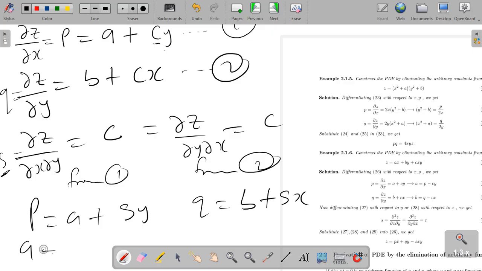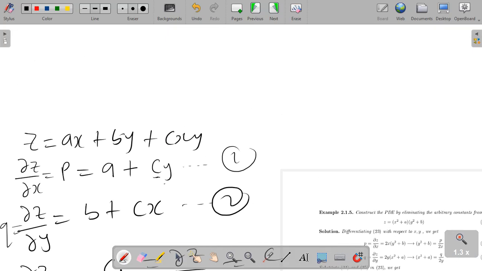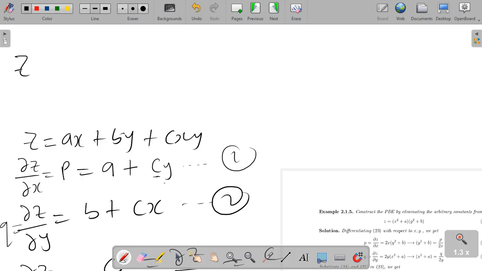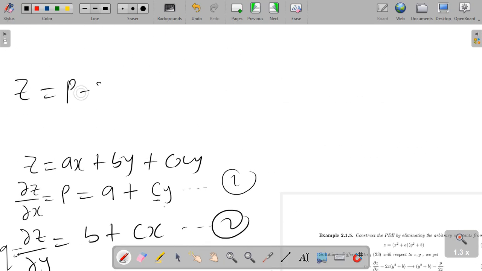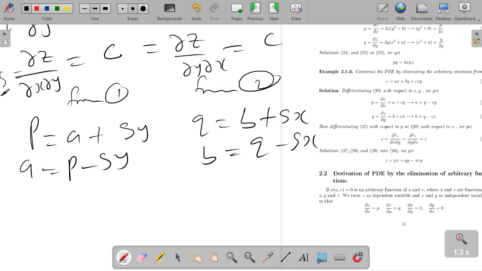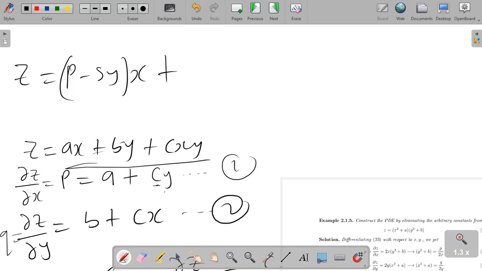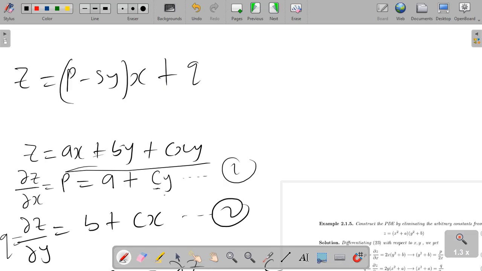So now put it in the main equation. If you put it in this main equation, we have that z will now be equal to a. Our a is the same thing as saying p minus sy. So this is (p minus sy) all bracket x. From here we are substituting, then plus our b, which is the same thing as saying q minus sx, so we have (q minus sx) all y. Then plus our c, we have gotten as s, so sxy. So this is the differential equation, as simple as that.